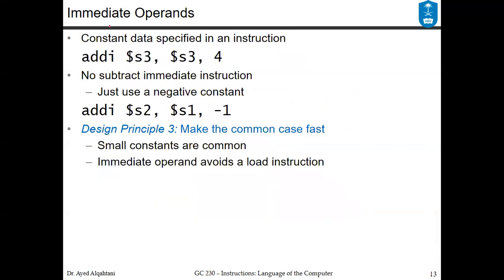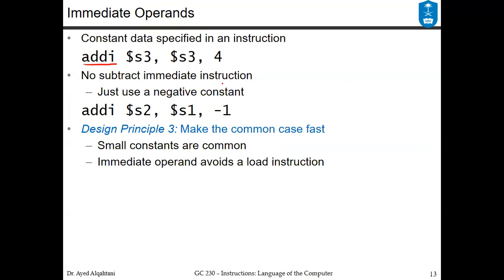Now we have immediate operands, which have an immediate value or a constant value in the instruction. So it is constant data specified in the instruction. For example, if we have an add instruction that adds the register S3 to the immediate value 4 and puts the result in S3, this instruction is called addi, meaning it's an addition with an immediate value. That's the add immediate.